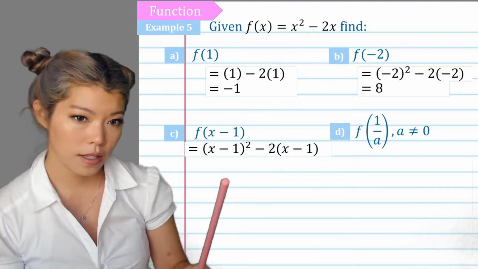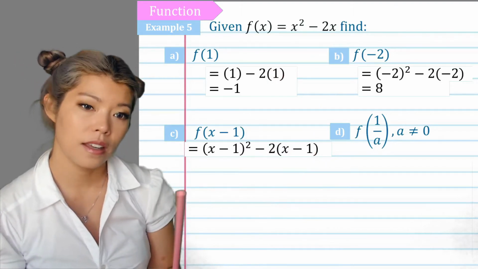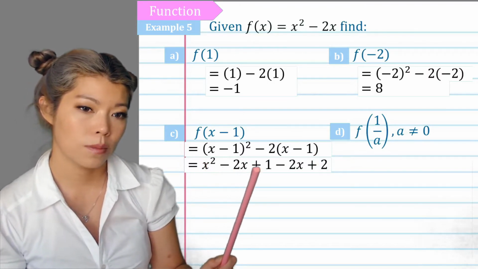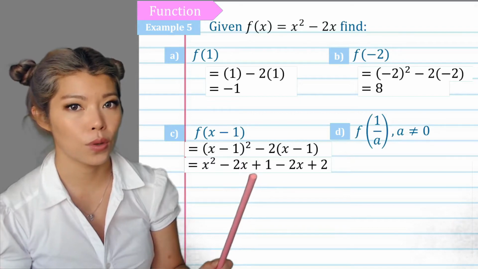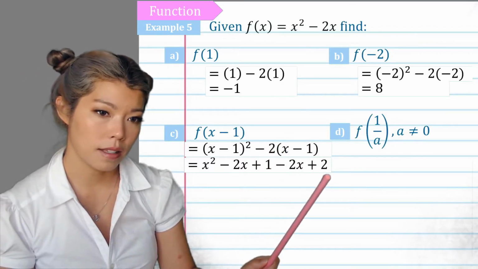So x squared, so (x minus 1) squared, minus 2 of the x's, so x minus 1. Now expand and simplify. So we have x squared minus 2x plus 1. Again, remember how to do perfect squares, otherwise revise. Minus 2x minus is a plus.